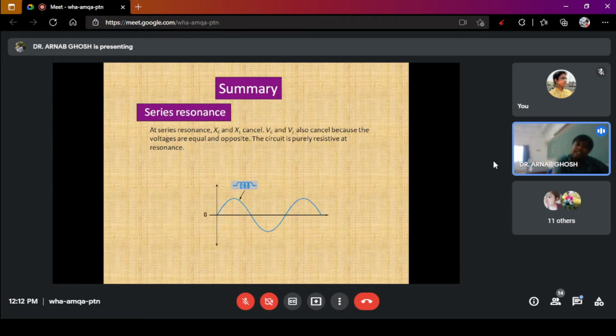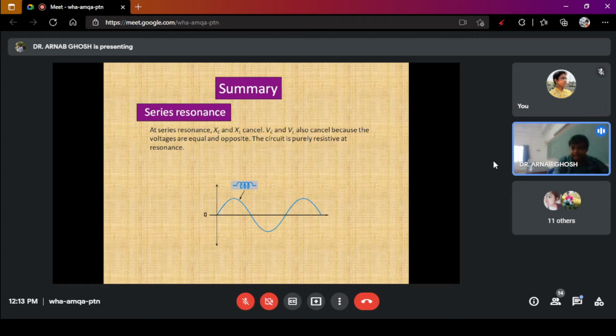So, what happens at series resonance? At series resonance, the voltage across the inductor and the voltage across the capacitor are the same. Similarly, the inductive reactance and the capacitive reactance are also the same.